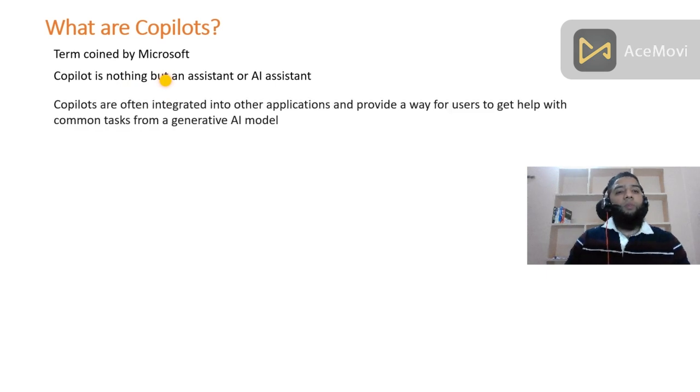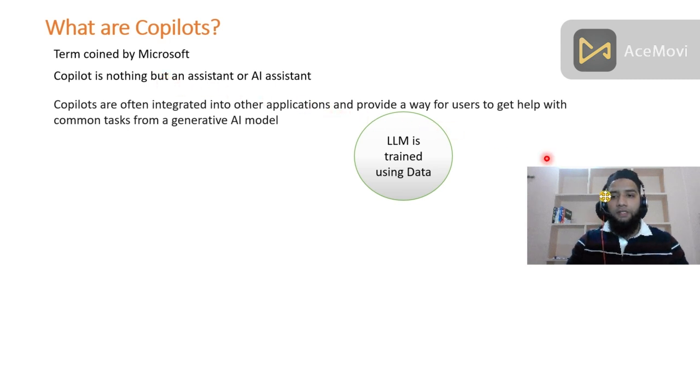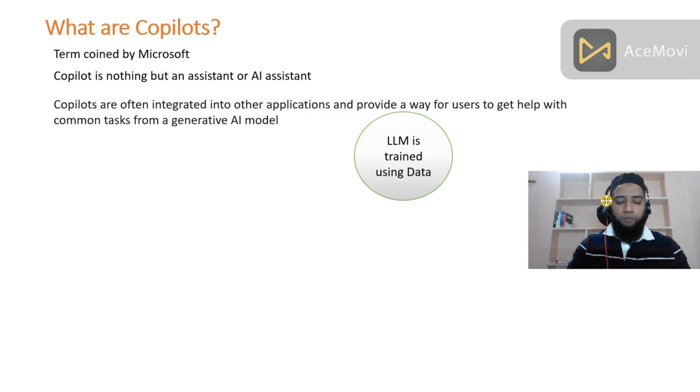Okay, co-pilots are often integrated into other applications and provide a way for users to get help with common tasks from a generative AI model. So you might have developed your own application, and within it you can develop your own co-pilot, and it will help you accomplish common tasks. Okay, that's the goal and how you can use your co-pilot. Let's see how this entire scenario plays out.